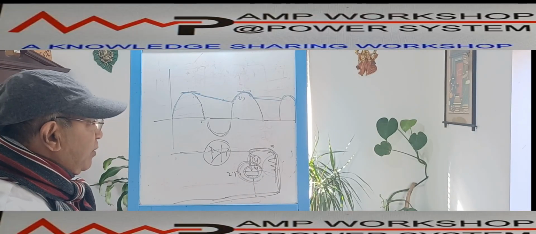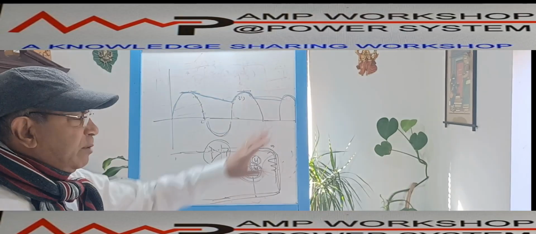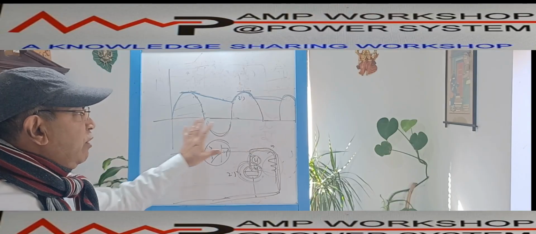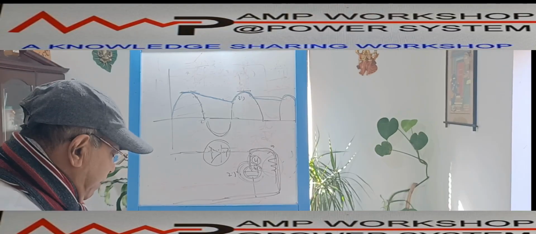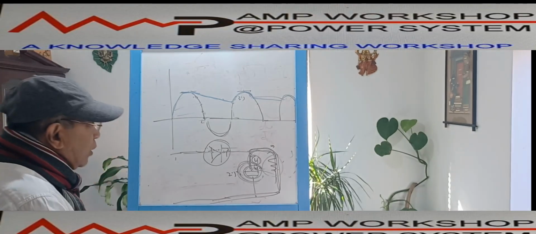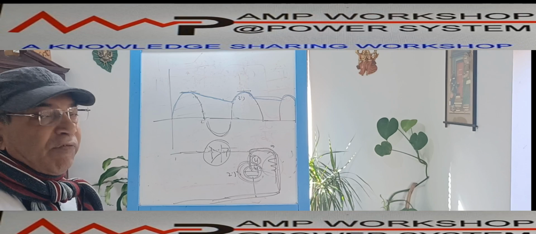But with the smoothing capacitor, the problem is that there will be a lot of harmonics. Though the waveform will be smooth, there will be a lot of harmonics and heating. That's why for high current we cannot use this type of smoothing capacitor. So to avoid these harmonics, we use a filter circuit.